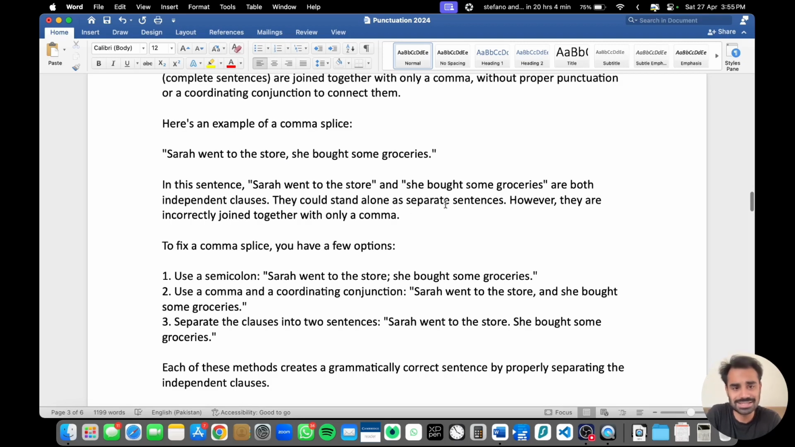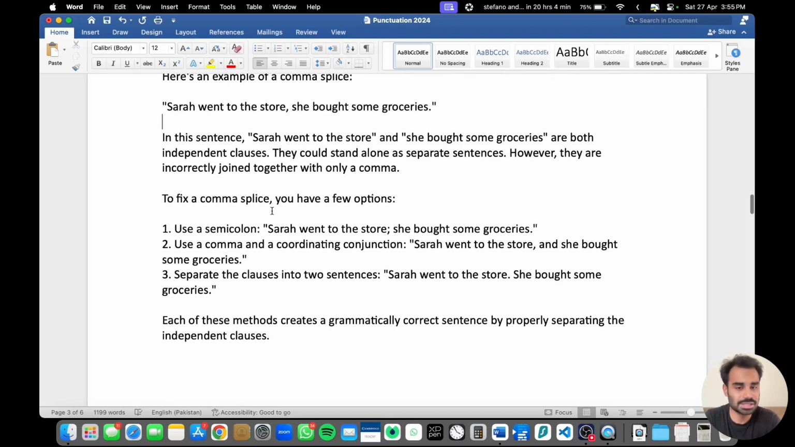They could stand alone as separate sentences. However, they are incorrectly joined together with only a comma. So to fix the comma splice, here are a few options that we have. Number one, use a semicolon. Like I told you before, use a comma and a coordinating conjunction, comma, and, or separate the clauses into two sentences. Maybe put a period, a full stop, and make that a totally separate sentence, right? Each of these methods creates a grammatically correct sentence by properly separating the independent clauses.